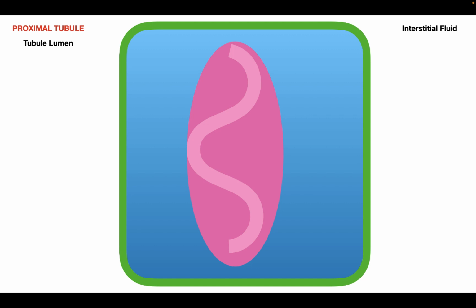So I would like to start off by first describing to you the diagram that we're going to be using today. So this right here is an epithelial cell, and this epithelial cell divides up two compartments. The first compartment is the tubule lumen, which is the inside of the nephron, and then the second compartment is the interstitial fluid, which is outside the nephron.